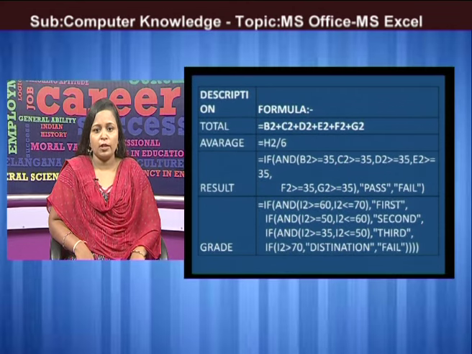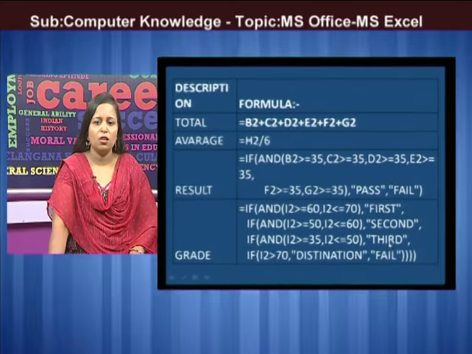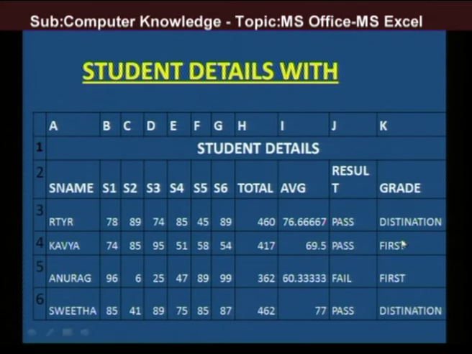First class, how to find out the first class? 60 to 70% marks also is there. So, then only we have considered the first class. Next, 50 to 60% is second class, 35 to 50 percentage is there, then it will show third class. Distinction is greater than 70%. On that situation only we have to define the distinction, otherwise the student will fail. So, this is the formula for grade option.